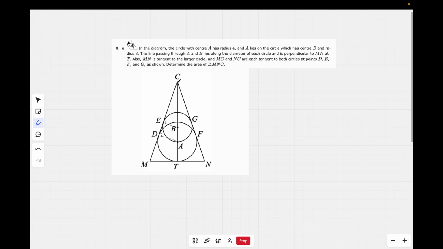Now, you have that this circle has radius 3, this circle has radius 4. So we can quickly label some lengths. And we immediately see that these two triangles are similar by AA. So because BE is parallel to AD, triangle CEB is similar to triangle CDA by angle-angle similarity.